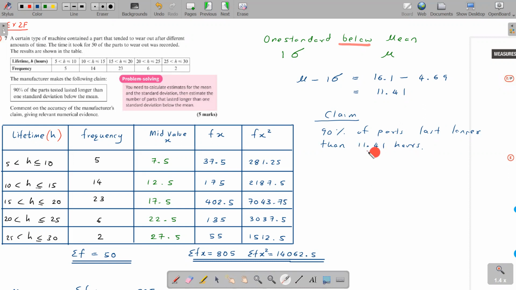Okay, so let's check whether this claim is correct. So first, let's find the 90th percentile. So how do you find the 90th percentile? So 90th percentile.